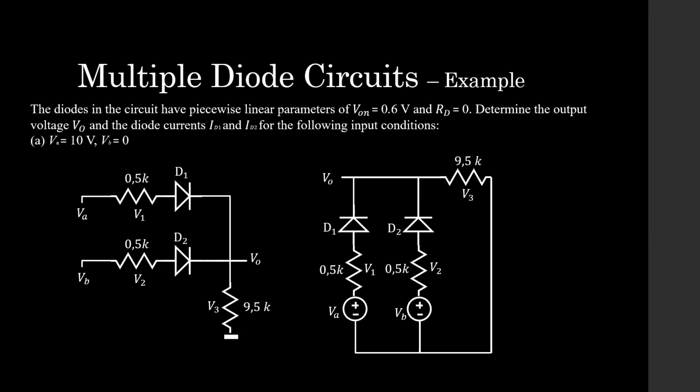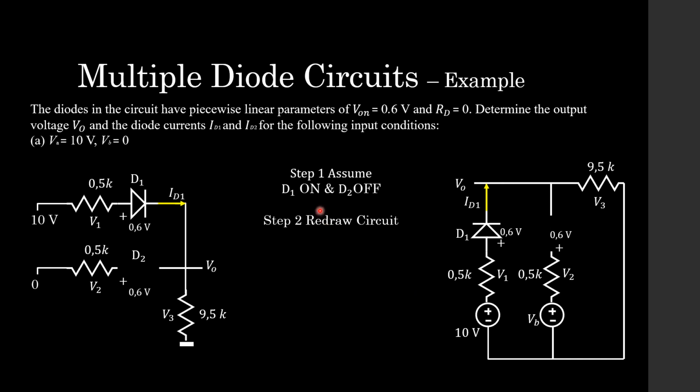VA is 10 volts and VB is 0 volts. So here, students, we have the circuit that was given to us, and because this is a difficult circuit for my head to figure out what's going on, I've redrawn it here so that I can see all the lines and exactly where everything is connected. And now I can go ahead and start with my analysis.